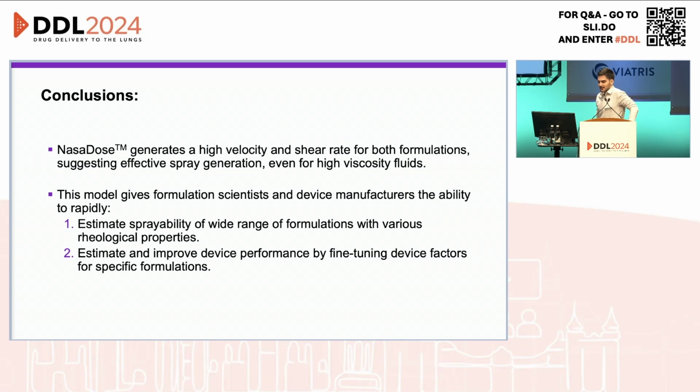Quick conclusion: Nasodose is able to generate very high shear rates and velocities, which gives us a good estimation that we are going to be able to spray viscous and non-viscous formulations. And secondly, this model as a whole allows formulation scientists and device manufacturers the ability to do two very important things, and quite rapidly.